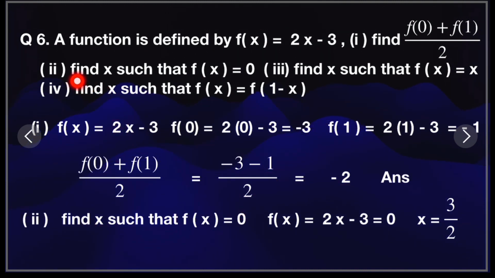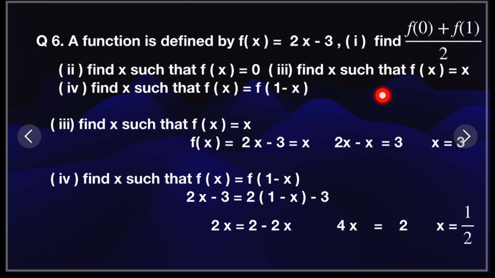Next question, find x such that f(x) is equal to 0. So f(x) now becomes 0. So here you should put this expression is equal to 0. Evaluate it, x is equal to 3 upon 2. Next one, find x such that f(x) is equal to x. Put f(x) is equal to x. So f(x) we know is 2x minus 3 is equal to x, and then you solve it, you will get x is equal to 3.